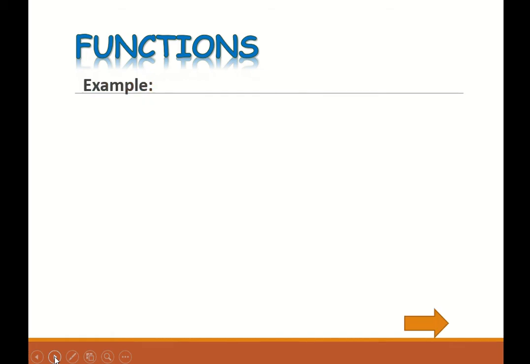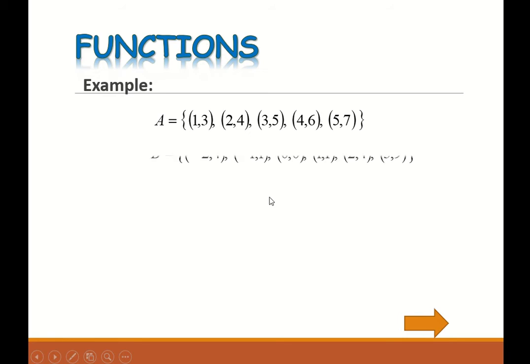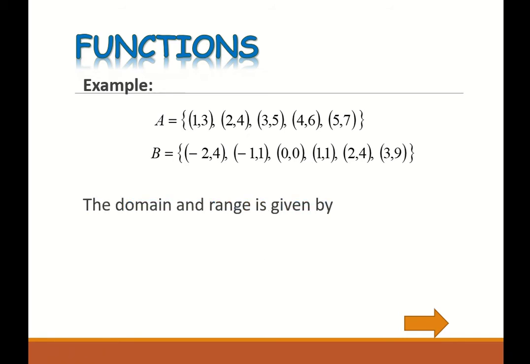For example, if you are given set A that contains the ordered pairs (1, 3), (2, 4), (3, 5), (4, 6), (5, 7), and another set B that contains the ordered pairs (-2, 4), (-1, 1), (0, 0), (1, 1), (2, 4), and (3, 9). The domain and range are given by the following.